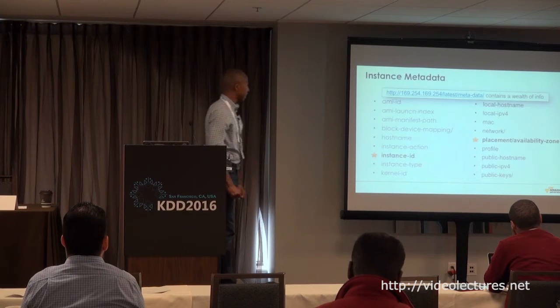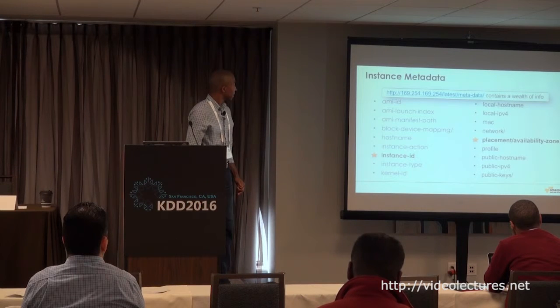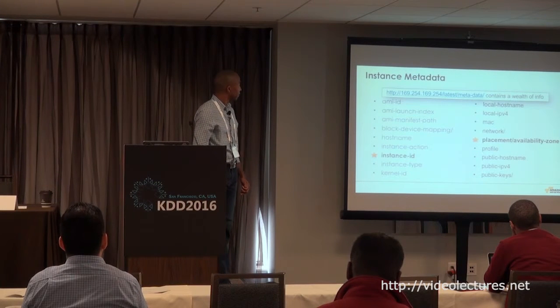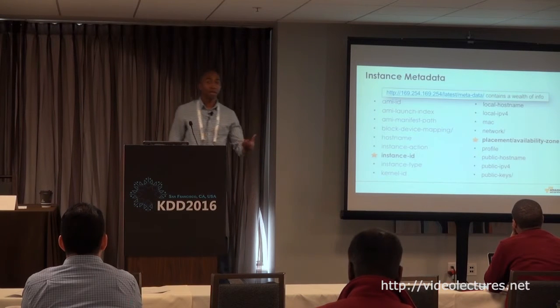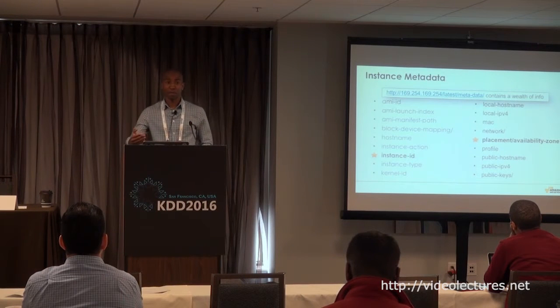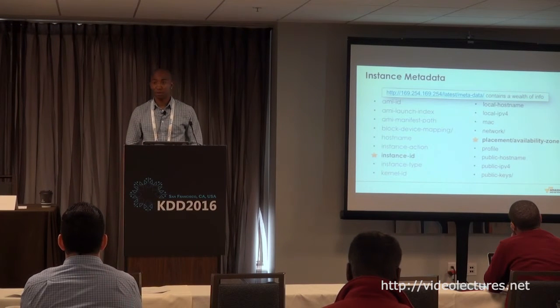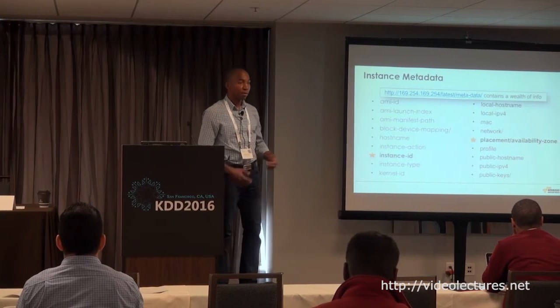And this is what the metadata looks like. And this is a limited list of the metadata itself, because there are different prefixes that you can add to, for example, network. I can look at what the MAC address is for my EC2 instance, as well as the security group it belongs to and the subnet group it belongs to. And all of this information you can pull from your instance.